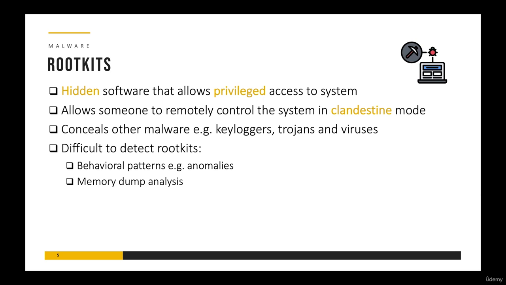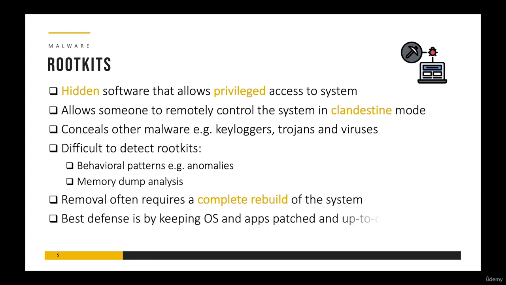You can also sometimes do memory dump analysis, which basically means dumping your memory into files and then parsing through those files to detect patterns of abuse. Rootkits are particularly dangerous to remove because they hide themselves deep inside your operating system, and usually their removal entails a complete rebuild of the system. Your best defense is to keep your operating system and applications patched and up to date.